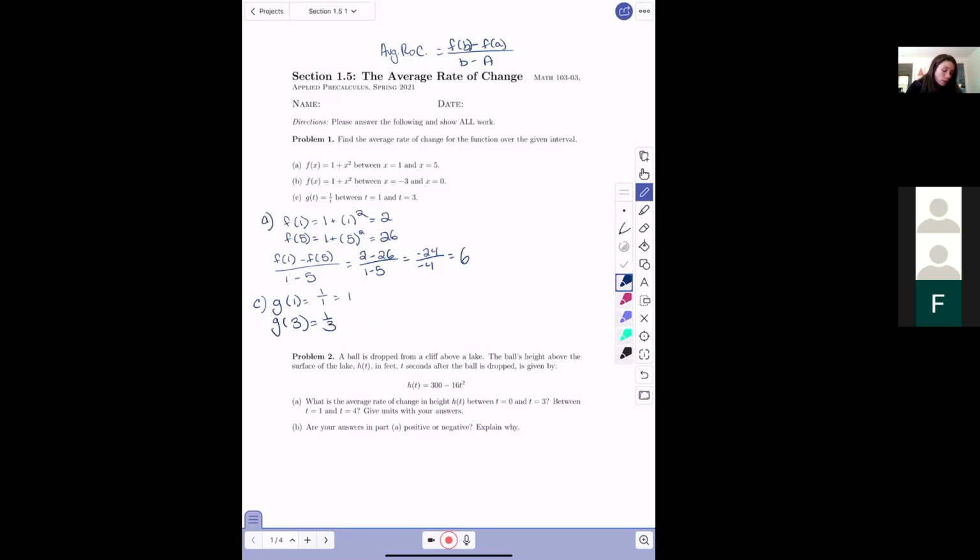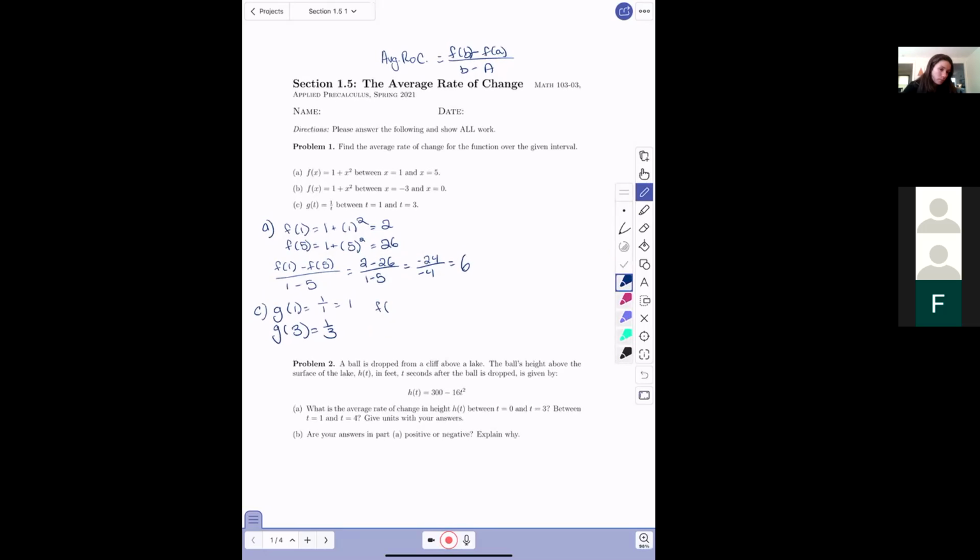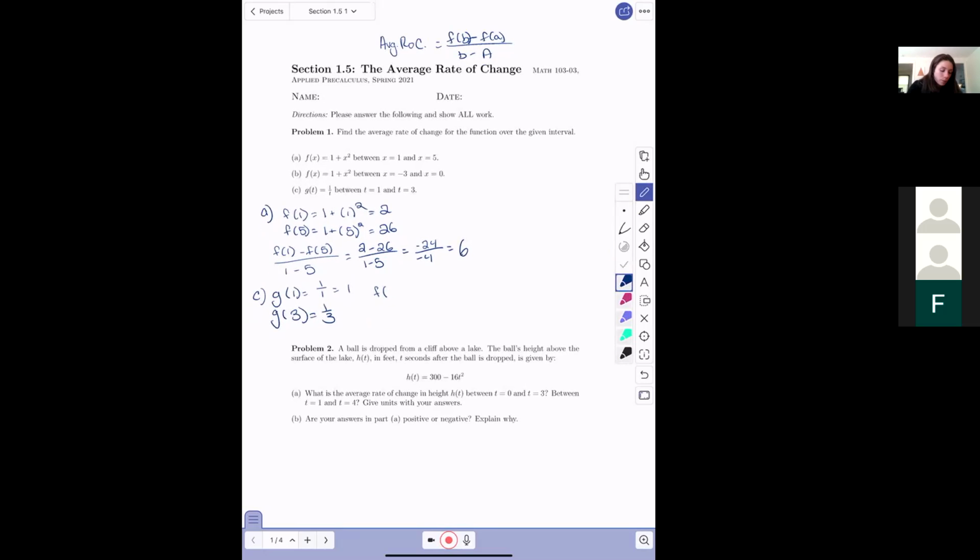So then using this, it doesn't matter if I choose 1 or 3 first. I'm going to choose g of 3 minus g of 1 all over 3 minus 1. g of 3 is equal to 1/3 minus g of 1 is equal to 1, all over 3 minus 2 is 1. 3 minus 1 is 2.